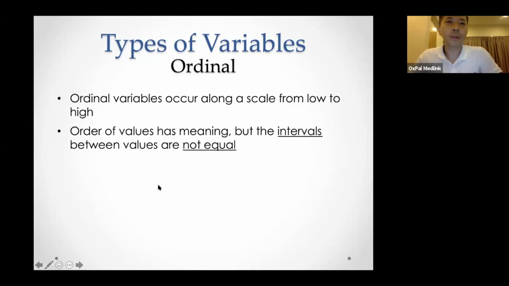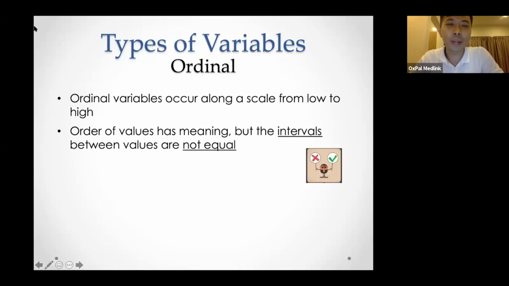Ordinal variables occur along a scale from low to high, and the order of values has meaning, but the intervals between values are not equal. It can be not equal, it can be equal. It depends on how you classify it. This is another example of categorical. As the name suggests, there is order to it.